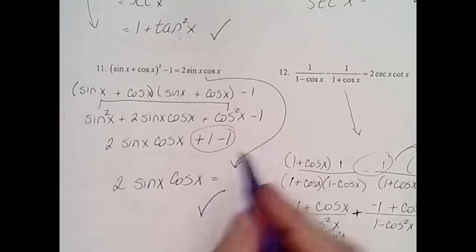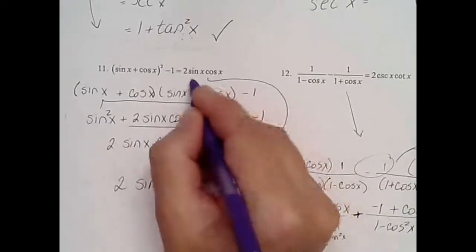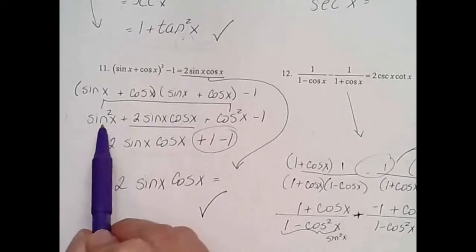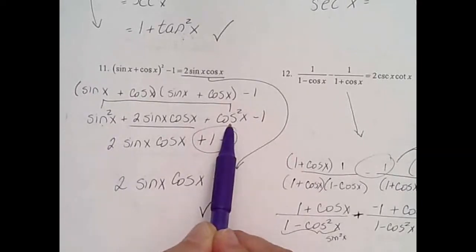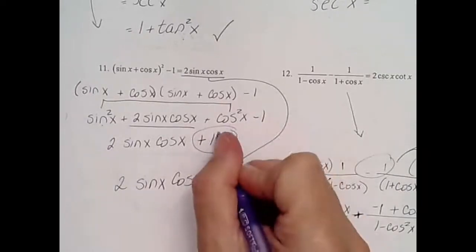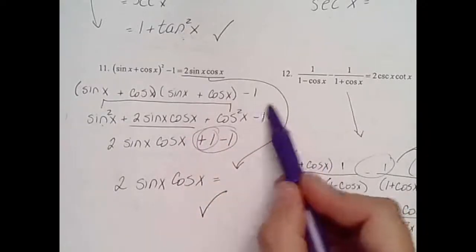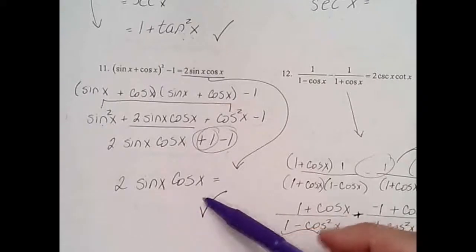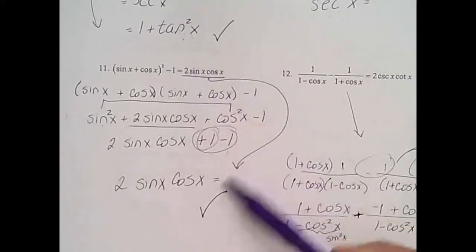There it is. Feeling pretty good about that because I have the right side. I just have extra stuff here to get rid of. But look, sine squared x plus cosine squared x, that's equal to 1. And then I have this minus 1. So plus 1 minus 1, well, that's 0. So 2 sine x cosine x, and that's what's equal to the right side. Check, and I'm moving on over here on the right.